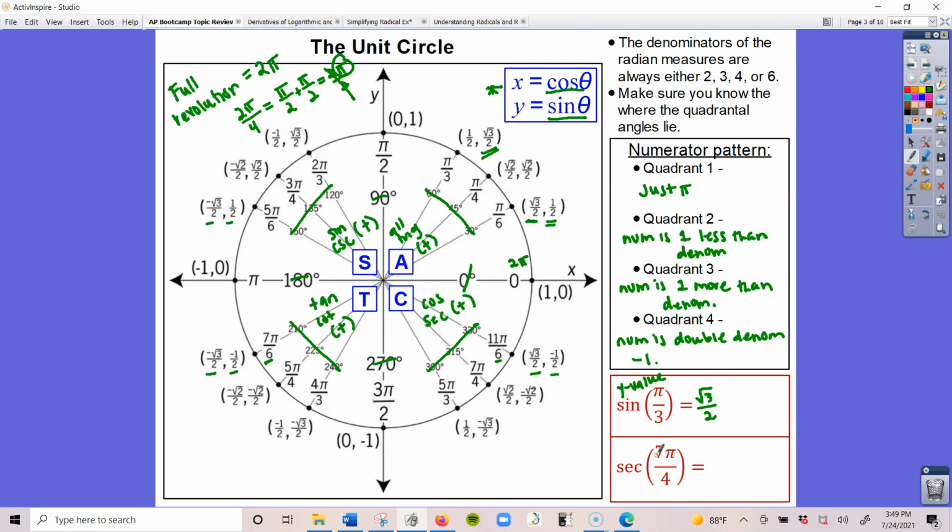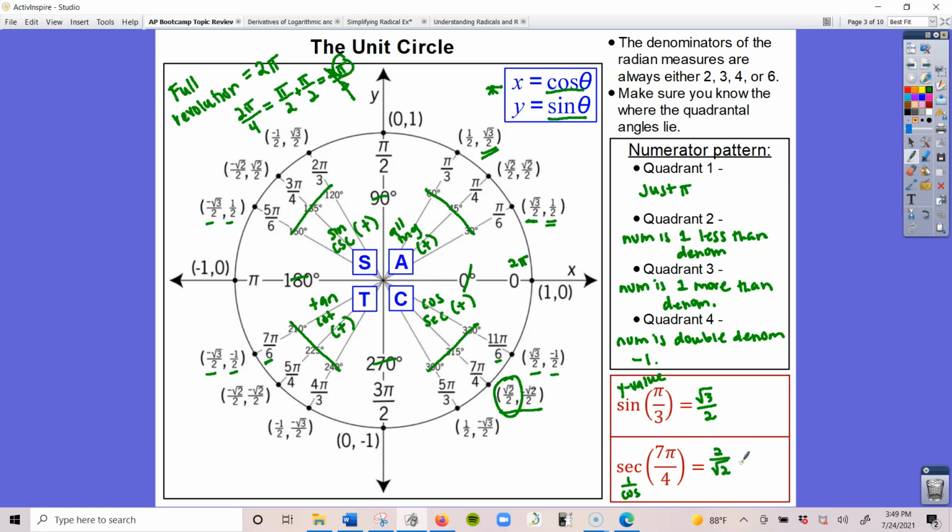Now the secant of 7 pi over 4. 7 over 4, this part here, indicates this is in quadrant 4 because 7 is double the denominator minus 1. So here are my values. Secant is the reciprocal of cosine. So therefore, I look at the cosine value and I flip it. So the secant of 7 pi over 4 is 2 over the square root of 2.